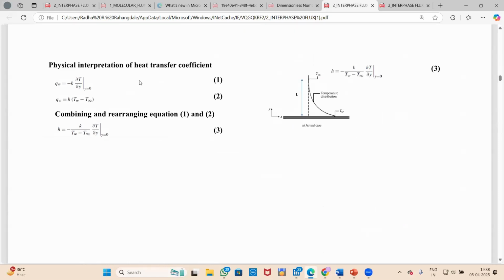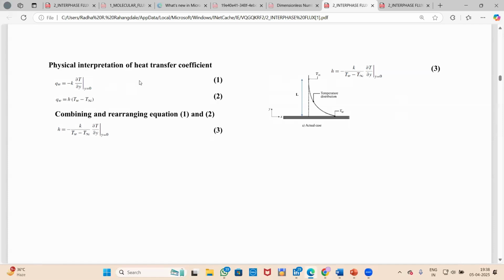Now, moving further, we will see the physical interpretation of heat transfer coefficient. So, QW is equal to minus K dT by dy at y equals 0, which is your Fourier's law of heat conduction. Then the second one is QW is equal to H into (TW minus T infinity), which is your Newton's law of cooling. Both will give you the flux.